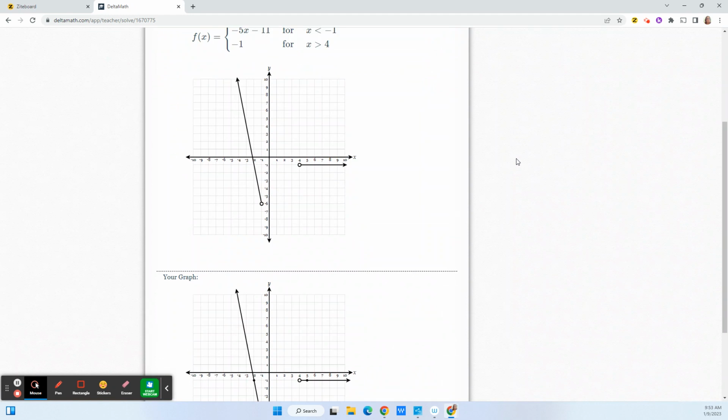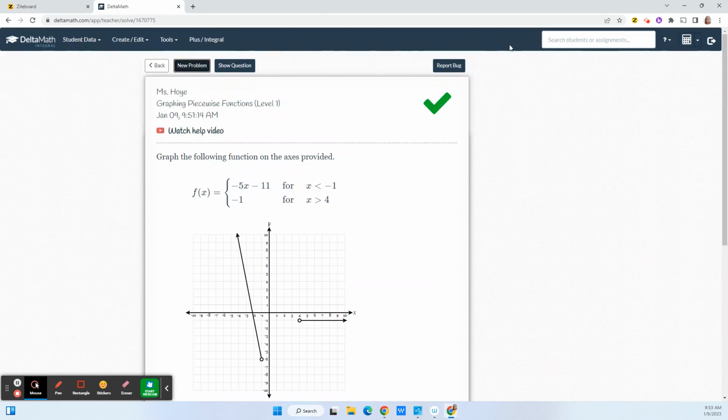Does that make some sense? The cool thing is with Delta Math, you can play with it a little. If you're not getting it, you can watch the video on it.